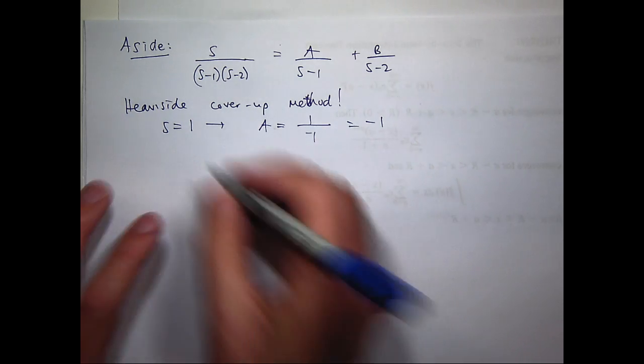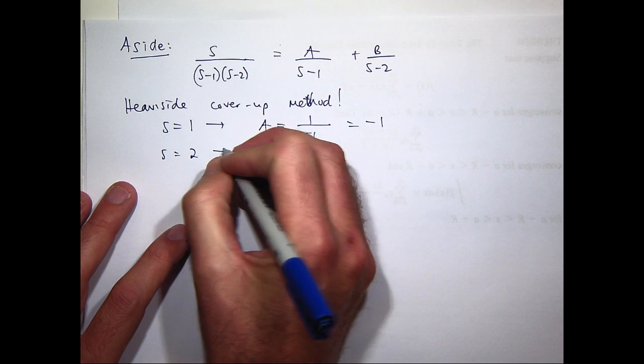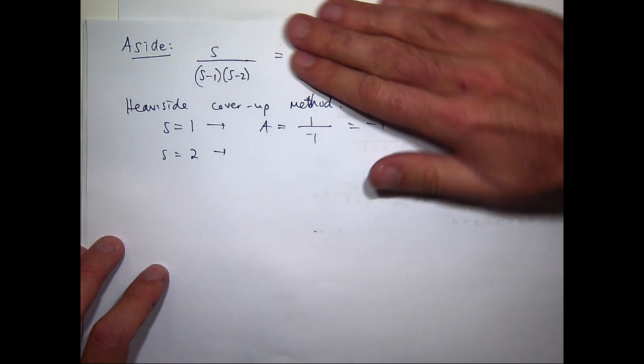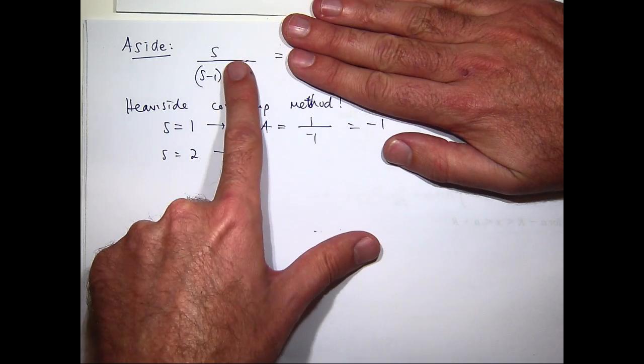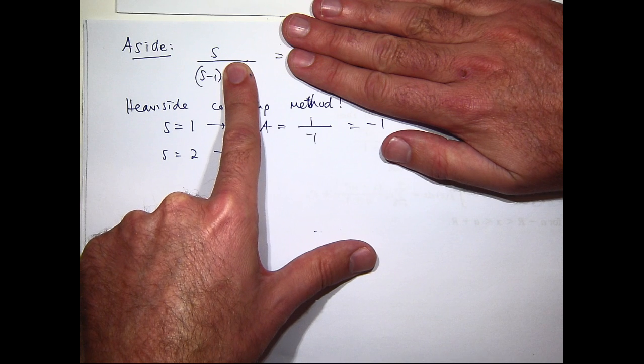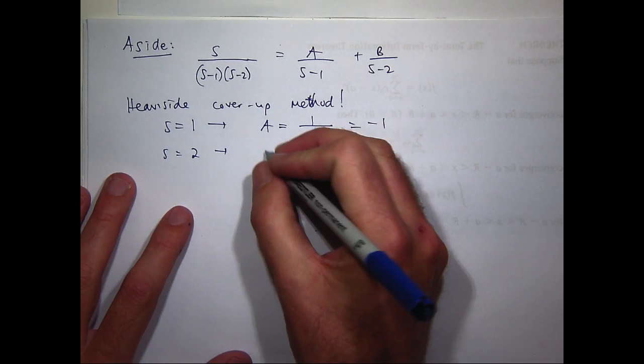Okay. Now, let's say I wanted to calculate B. B lies above an s minus 2, so I forget about the right-hand side, cover up the s minus 2 and plug in s equals 2. So I get 2 on 2 minus 1.